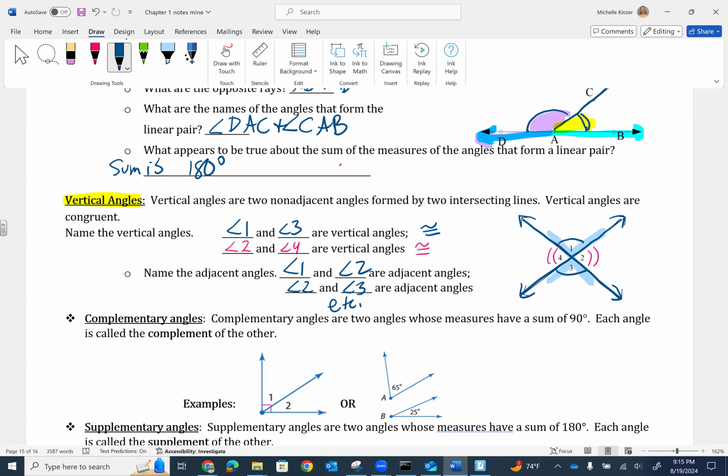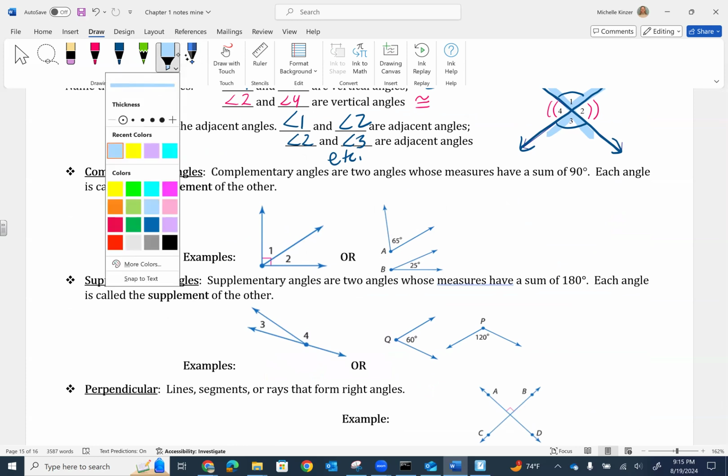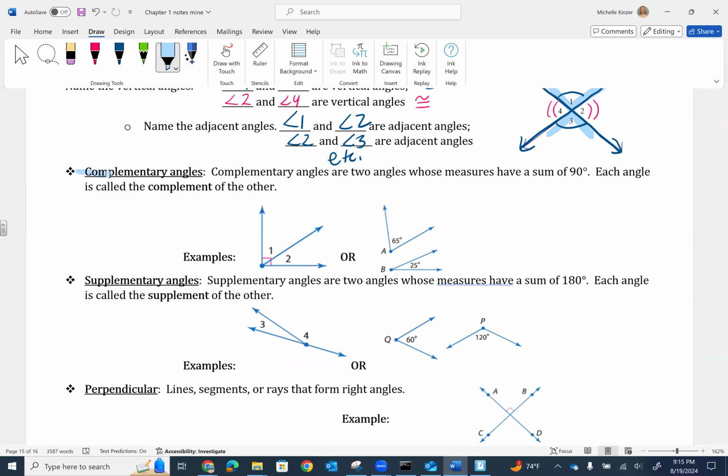So the next thing we can talk about would be complementary. Complementary is spelled differently than if you give someone a compliment. Complementary means that their sum makes a complete number. Okay, and that number they're talking about would be 90 degrees. So if the sum of two angles make 90 degrees, we call them complementary to each other. Okay, and they may or may not be adjacent.